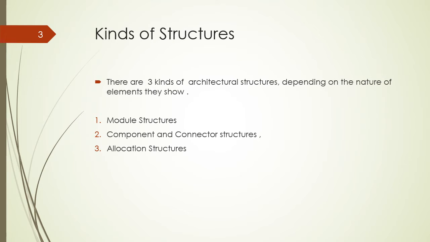Kinds of structures. There are three kinds of architectural structures depending on the nature of elements they show. First is module structures, second is component and connector structures, also called as CNC structures, and third is allocation structures.